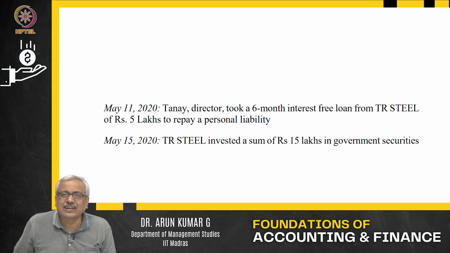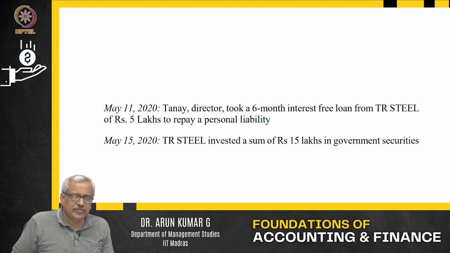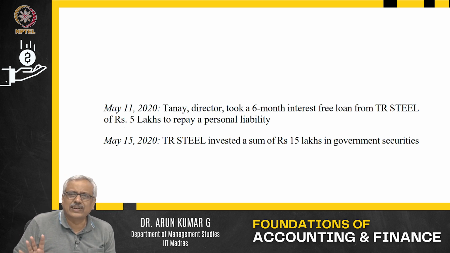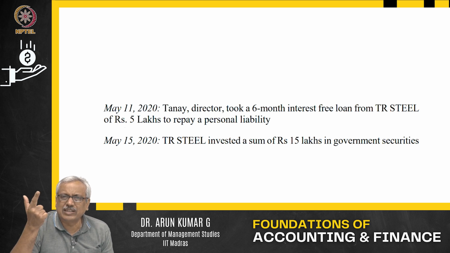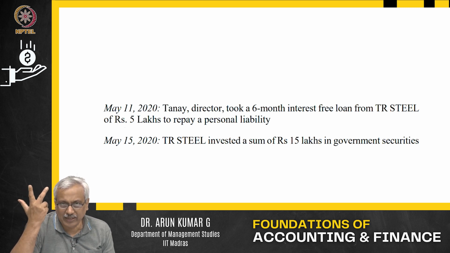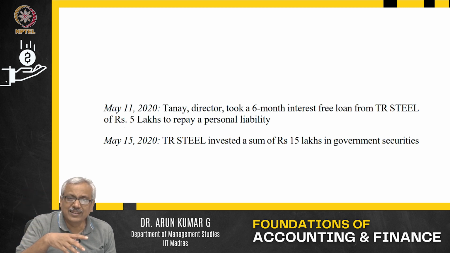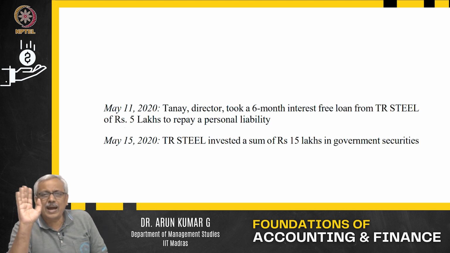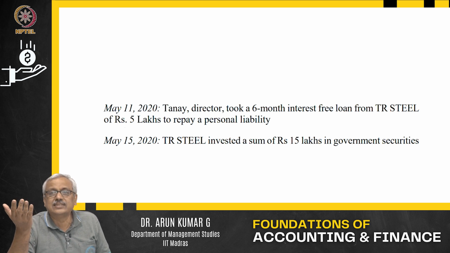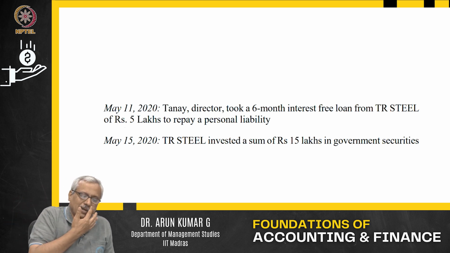So a partner can withdraw money in 3 forms. It can be in the form of a loan, interest or interest free, whatever it is, it can be in the form of drawings, it can be in the form of dividends. Dividends means if there is a profit, you pay out. If there is drawings, the capital reduces. In this case, it's a loan, so the capital remains the same, but Tanai is liable to pay the money to the company.